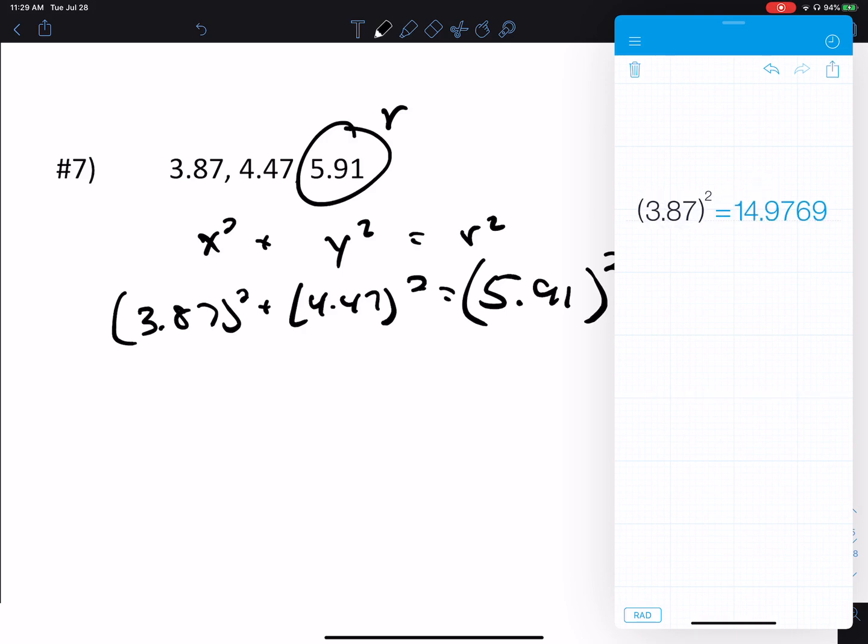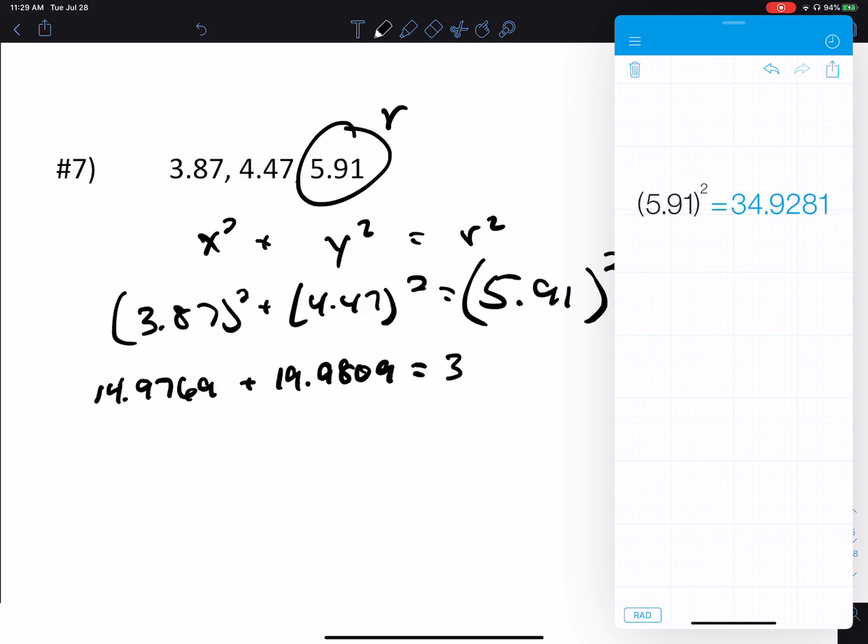Now, a mistake people will make is they will say, well, I'll just round this to one decimal place. If you do that, you're going to get the wrong answer. I'm going to round it to as many decimal places as I was given. If I take 4.47 squared, I get 19.9809. Going to use as many decimal points as it gives me.